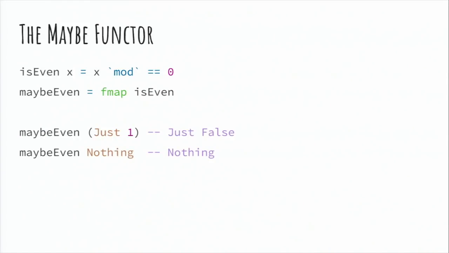Here's also where point-free programming comes in, because you can also have a function that works on a Maybe Int called maybeEven. You partially apply the fmap function, and then you can say maybeEven (Just 1), and it says Just False. maybeEven Nothing says Nothing. But now I will try to explain functors using category theory.